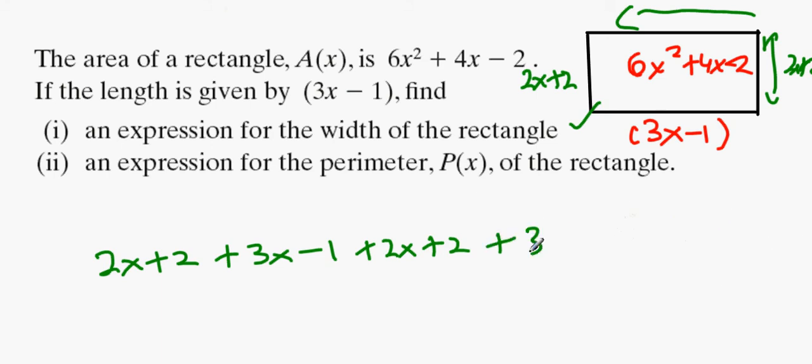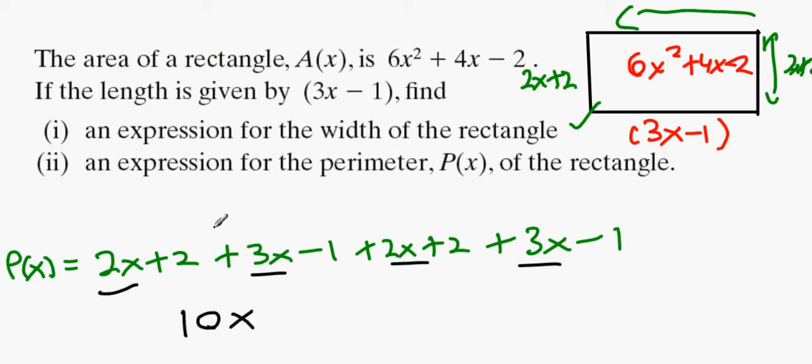Now P of x basically means how do you get the perimeter in terms of x. So P of x, okay, so what happens here is we got to add all the x's together. 2x, 3x, 2x and 3x. We have 5x, 8x, 10x. And then we have 2 plus 2 is 4. 4 minus 2 is plus 2. So P of x equals 10x plus 2. That's the perimeter. Okay. Next one.